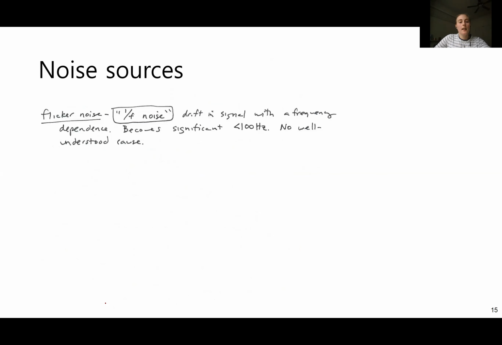There's also 2 non-white noise sources. One is called flicker noise. This can have to do with the type of resistors that you're using. It shows up in a lot of types of measurements, and there's not really a well understood cause to try to improve it. Different electronics have different sources of this, but this one is called 1/f noise. It has a frequency dependence, so it is not white noise.